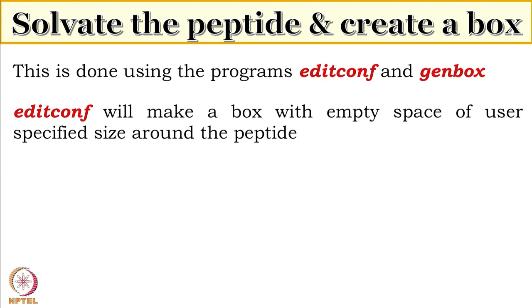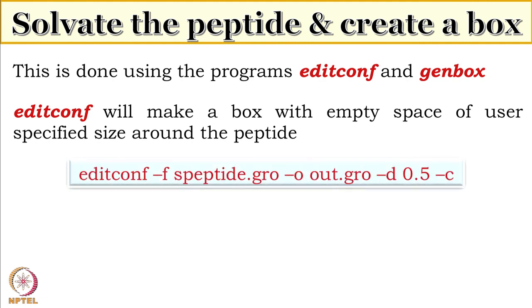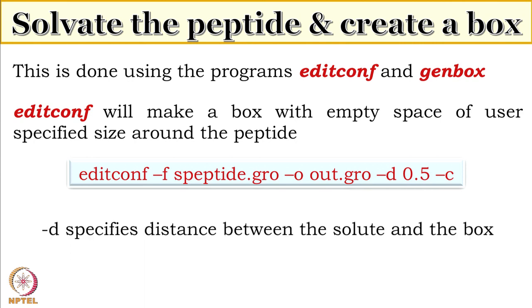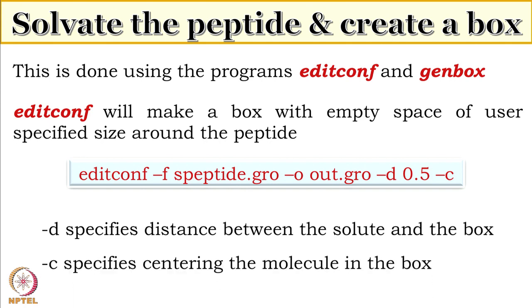So to generate a box around the peptide, we'll type the command editconf -f speptide.gro, which is my GROMOS structure file, -o is the option for the output file, out.gro is my output file, -d 0.5 -c. So what is -d? -d is the distance between the solute and the box, and -c specifies centering the solute molecule in the box. So by giving the command -c, I am instructing that my peptide has to be in the center of the box.